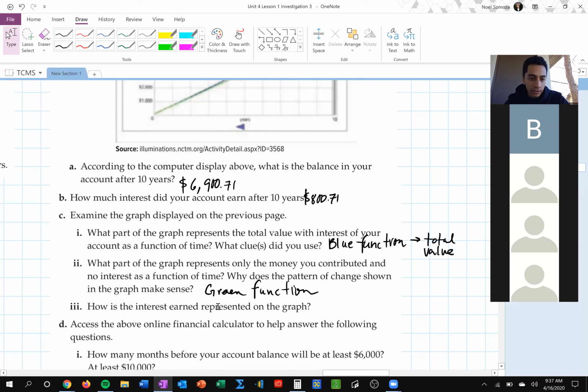Okay, why does the pattern of change shown in the graph make sense? Well, we talked about that too. The green function is a linear growth. You're only depositing a certain amount each month, so it's only going to grow by 50, or by 100, or by what you put into it. Unless you decide willingly to deposit 100 the first month, then 150, then 200, and then it would change. But let's just say you're consistent the entire time. The green function is represented with a linear growth. The linear growth represents your contributions, essentially how much you contribute to your own account.